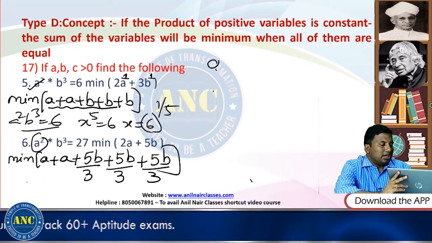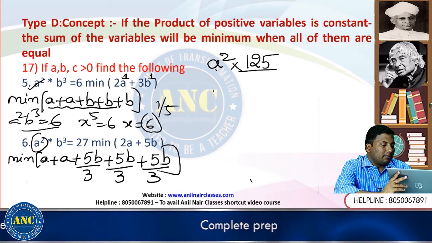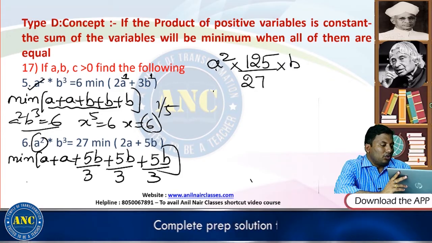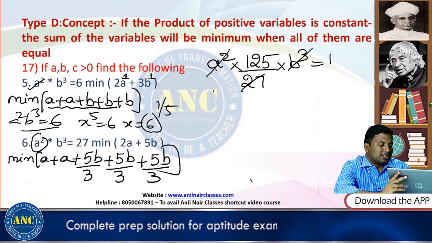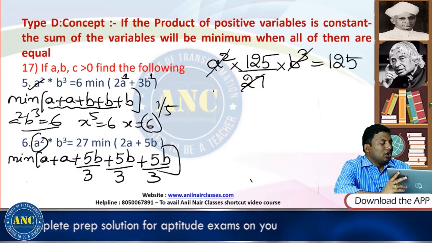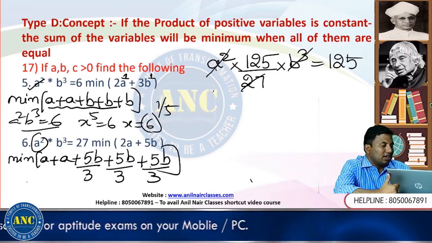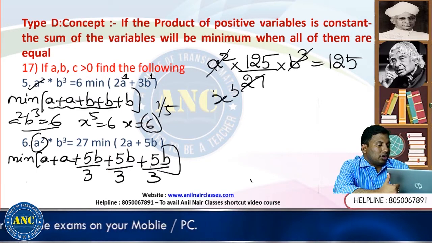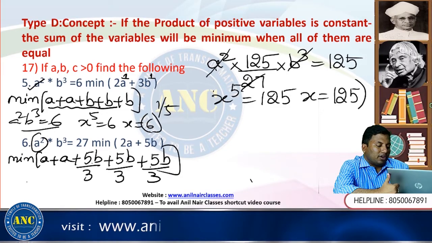A into A is A square. 5B by 3, 25, 125 divided by 27 into B cube. A square B cube is 27. Cancel. 125. Totally how many variables are there? 1, 2, 3, 4, 5. All are multiplied. So x power 5 is 125. X is 125 power 1 by 5.